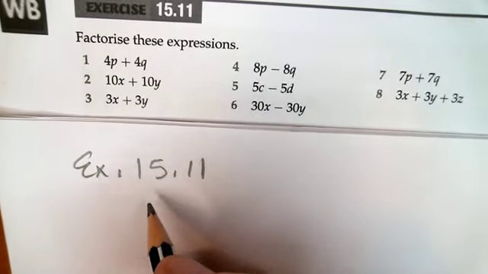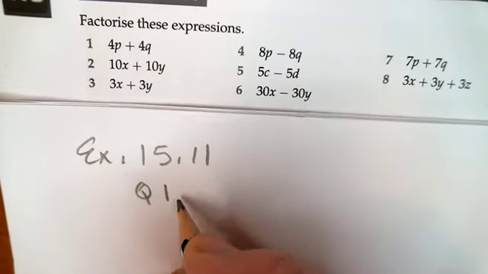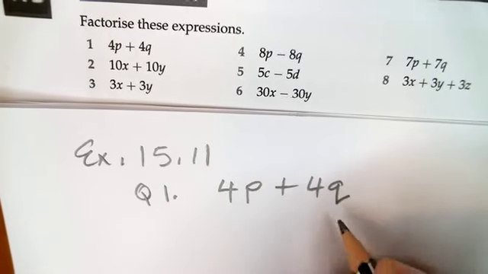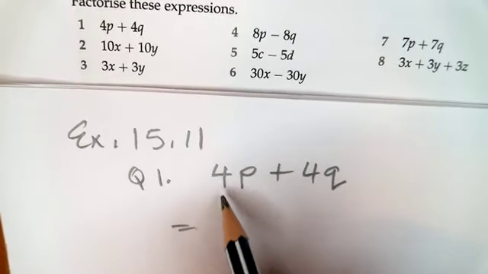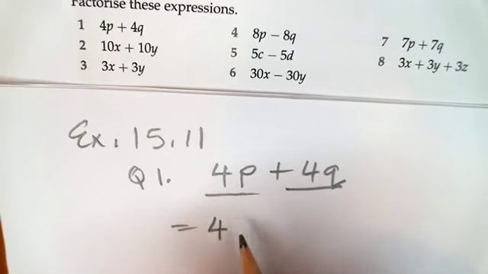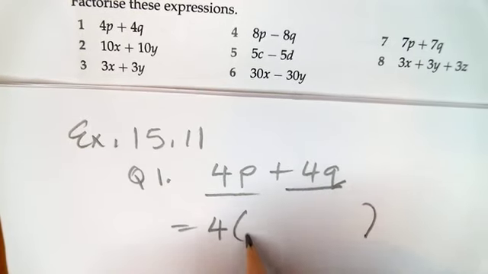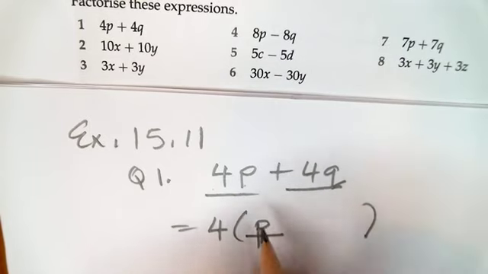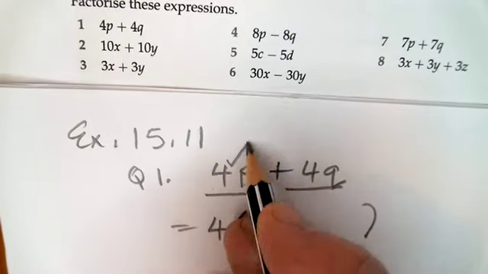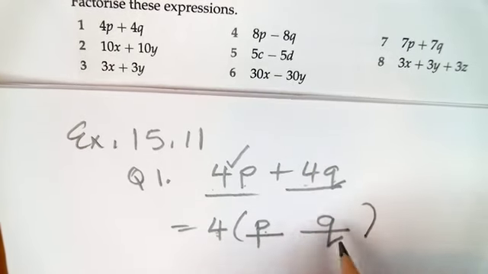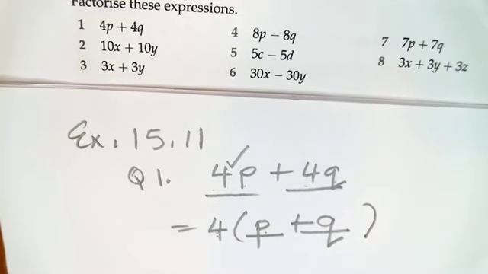And to do that, here's, for example, question 1. I've got a 4p plus 4q. And the question is, what is common to this and this? Well, what's common is they've both got a 4. So I put the common thing outside the brackets. Then I ask the question, what times 4 makes 4p? Well, 4 times p makes 4p. And what times 4 makes 4q? Well, 4 times q would make 4q. And there's my answer. All right, let's have a look at a couple more.